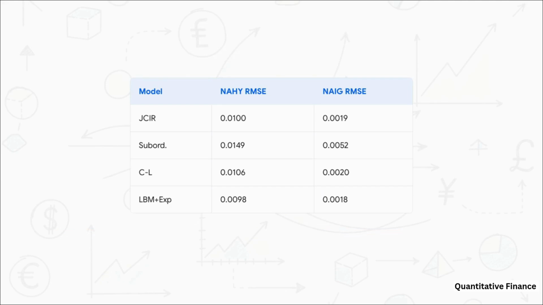And the numbers back this up across the board. In extensive out-of-sample tests running from 2021 all the way to 2025 across massive CDX indices, the spectrally positive Lévy drivers like LBM plus X consistently record the lowest root mean square errors, just crushing the subordinator baseline. For instance, on the high-yield cohort, LBM plus X hits an incredibly low error of 0.0098 compared to the subordinator's 0.0149. It's not just a little better, it is empirically superior in every test.